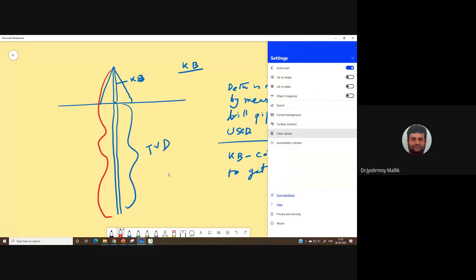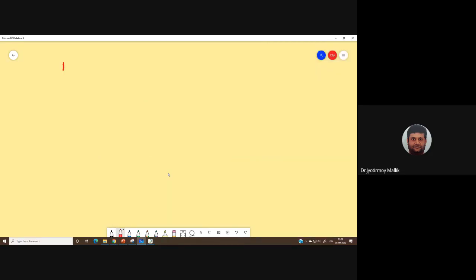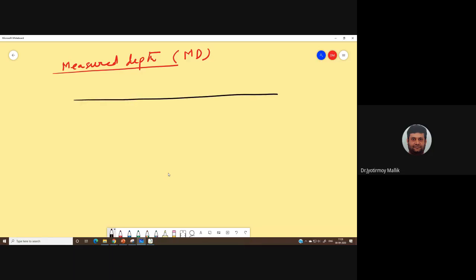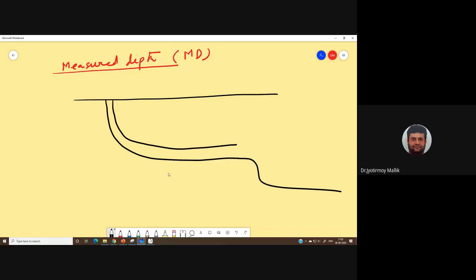Now the next thing is measured depth, also called MD. And what is MD? MD is applied more in the case of a complicated composite or horizontal well. Suppose this is how my well looks, and suppose this is my mean sea level.